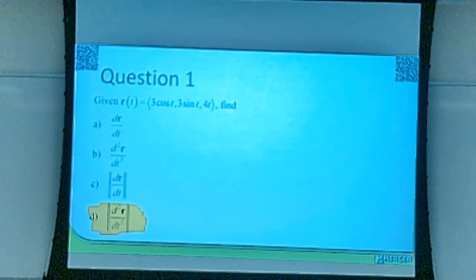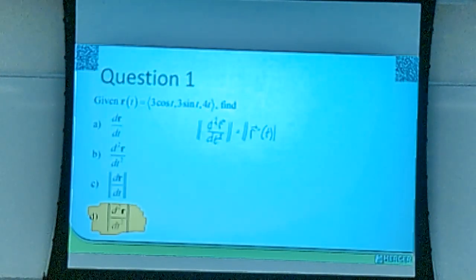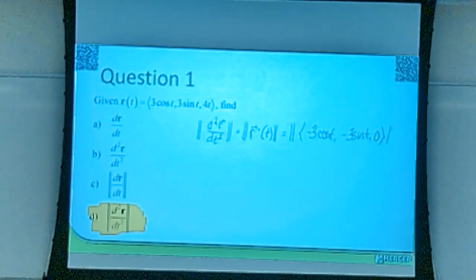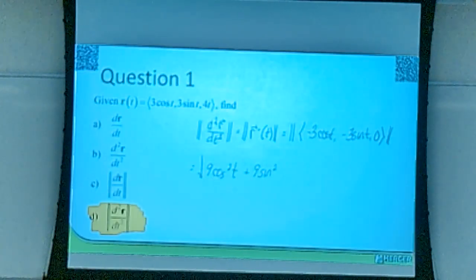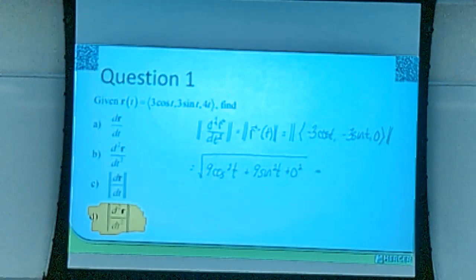Magnitude of the second derivative. Again, magnitude, square root, sum of the squares. That's just 3, isn't it? Nothing new.